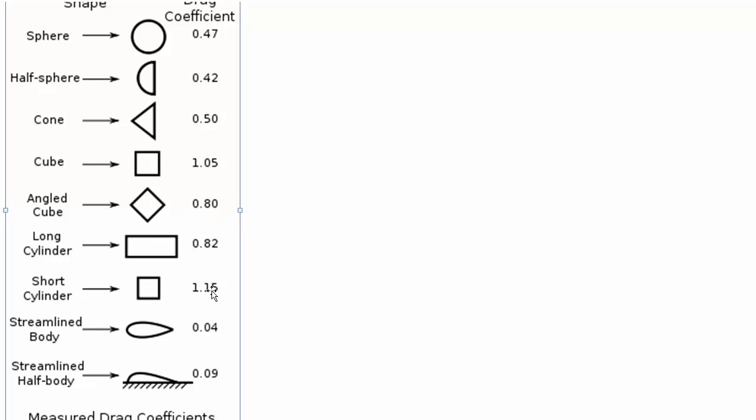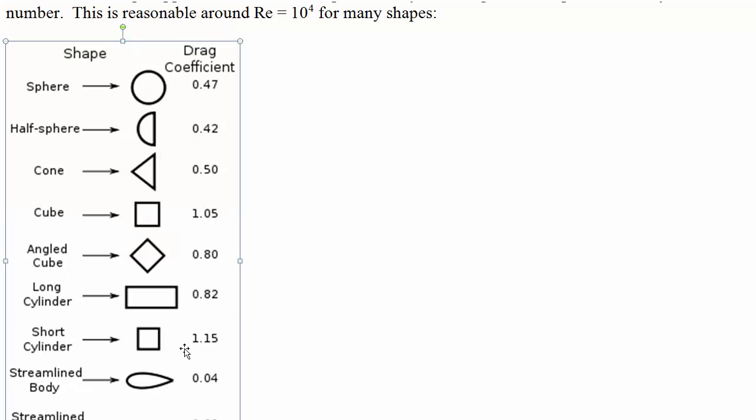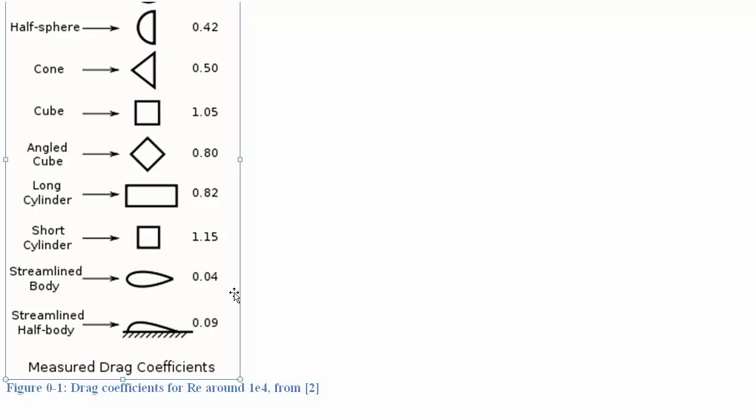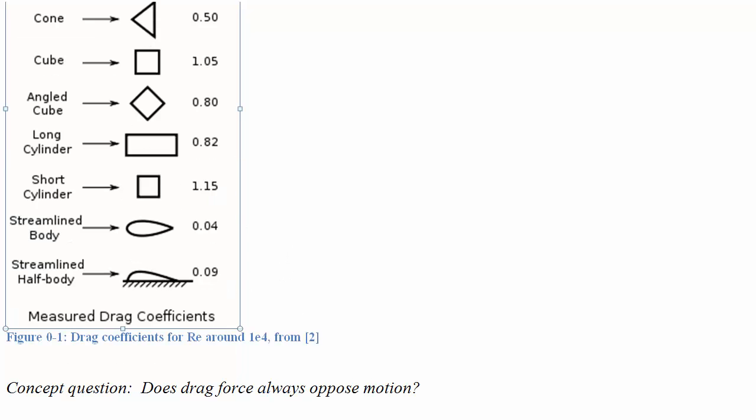Short cylinder fair bit higher actually due to kind of tailing effects, but the streamlined bodies have much lower drag coefficients. As you can see from this, you can reduce the drag of something by streamlining it by quite a lot. So if you take the same shape, like let's say the long cylinder, and then instead of just this rectangle at the front, like this old boxcar shape, you adjust it with streamlining, then you can get a reduction in the drag by about 20 times. That's major fuel savings in terms of cars and vehicles, and so a lot of effort goes into making streamlined shapes. Here's a concept question.